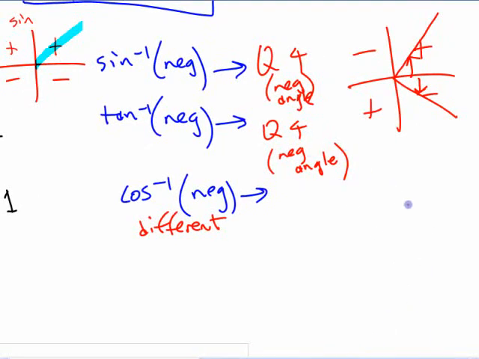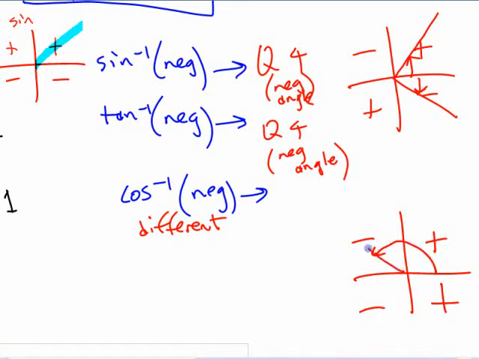Why can't it do the same thing? Let's look at a picture here. Where's cosine positive there? What else? 4. It's positive there. Why can't it give you an angle in quadrant 4? Because it's positive. Where's the most logical place that it should give you an angle? 2. It gives you an angle bigger than 90 in quadrant 2.